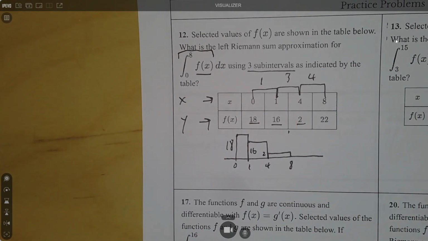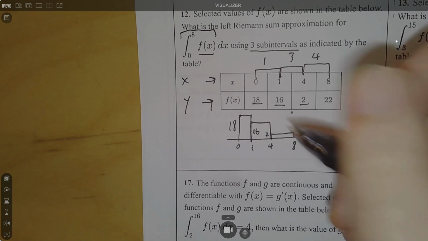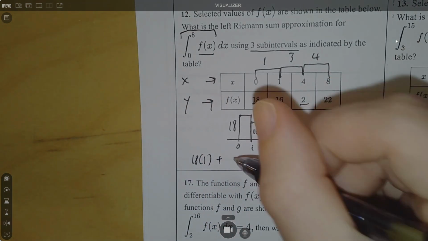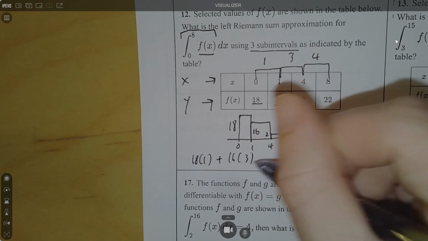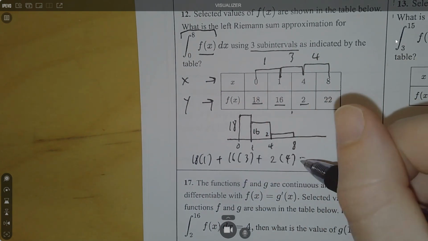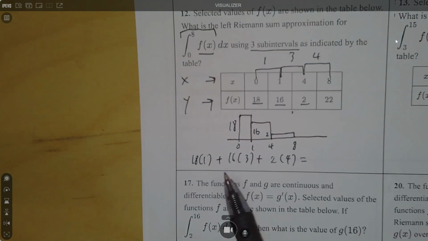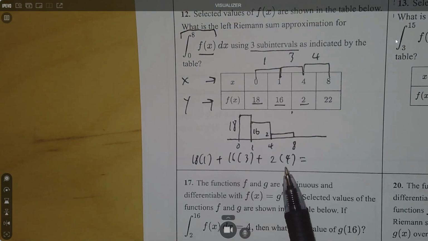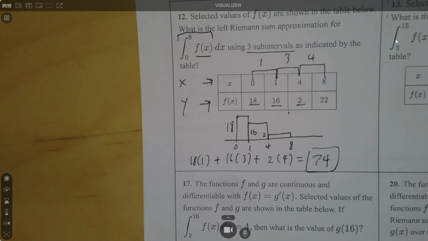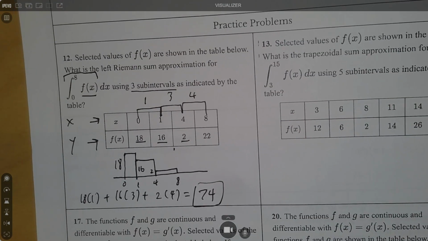And then from that point, you're just multiplying, right? So we have 18 times 1 plus 16 times 3 plus 2 times 4. And that all together, let's see if I can do this. It's 48, 56, 66, 74. 74 would be your answer. Okay? Right? Makes sense? Next one is trapezoidal rule.